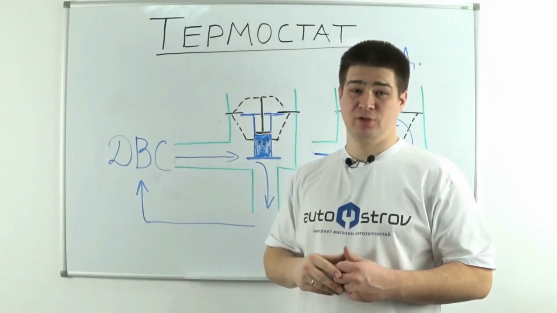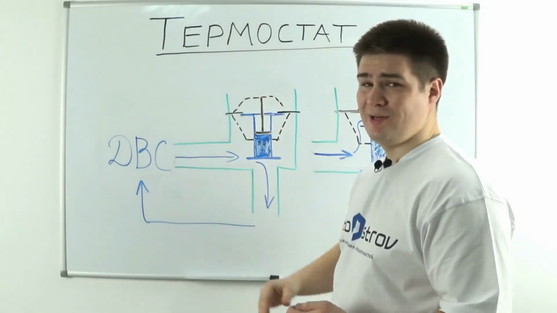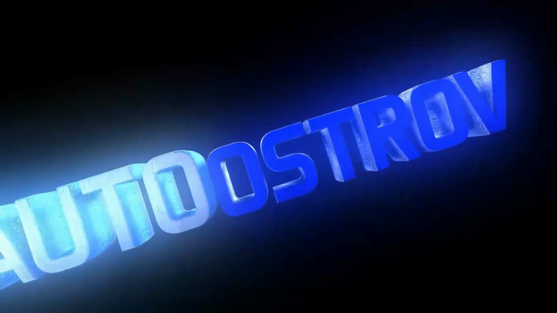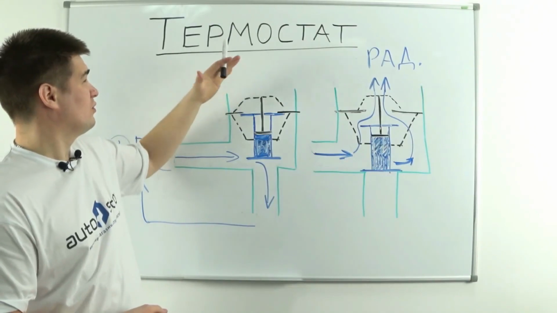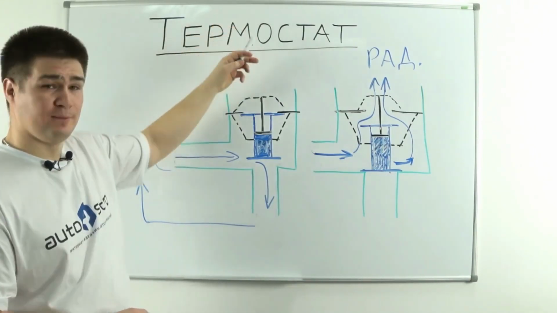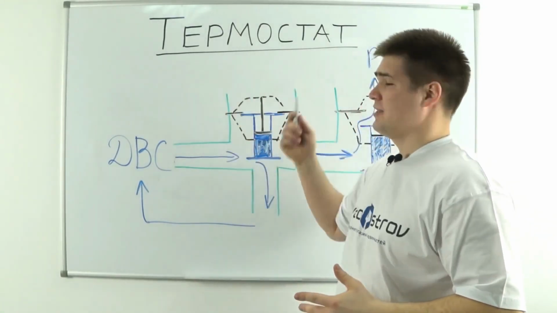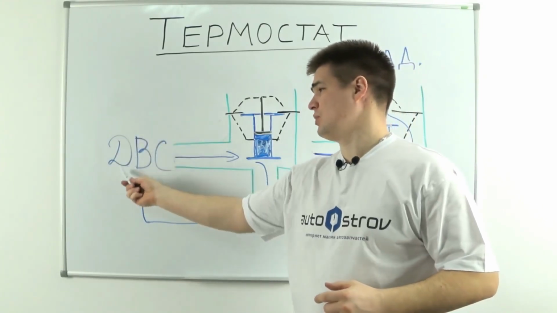Hello everyone! Today we'll talk about what a thermostat is, look into its design and features of its operation. From the name it can be seen that this device is somehow related to temperature, since the name itself has a thermo root. And this is true, since the main purpose of the thermostat is to maintain the optimal operating temperature of the internal combustion engine.